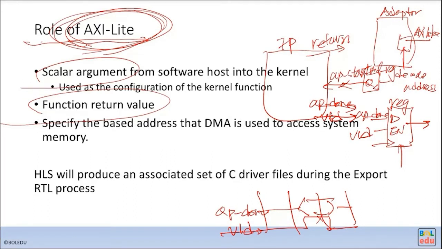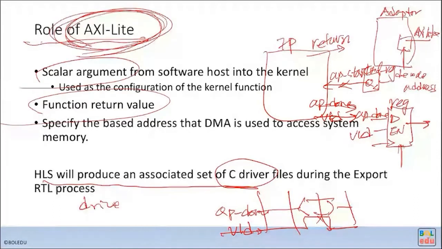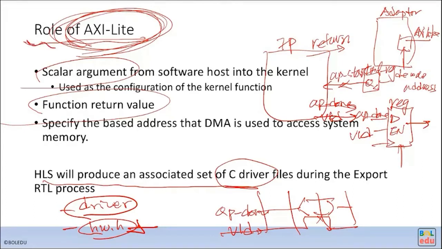So HLS will produce the C driver code. When you export the IP, it also comes with the driver code and a header file that specifies the configuration registers and memory mapped I/O addresses. Then you use the actual driver code to access the hardware. So this is AXI Lite.